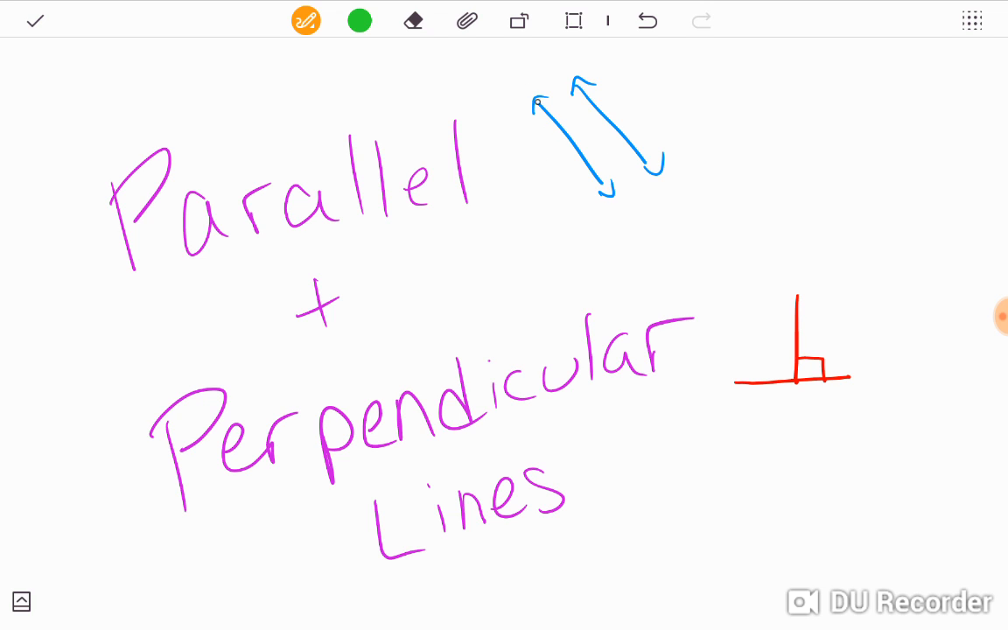Now what it means to be parallel is that the two lines will never touch. These lines go on forever, as you can see with the arrows. They go on forever, but they will never touch because they have the same slope.